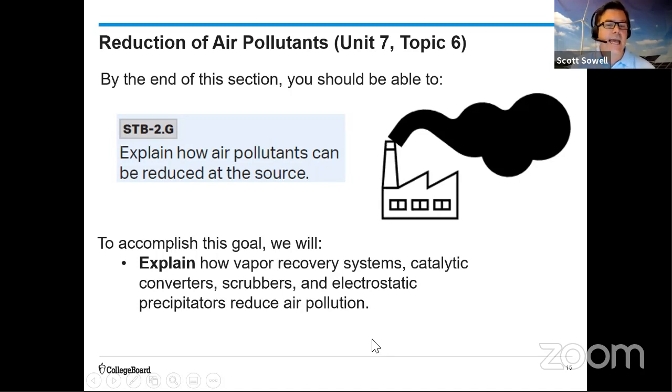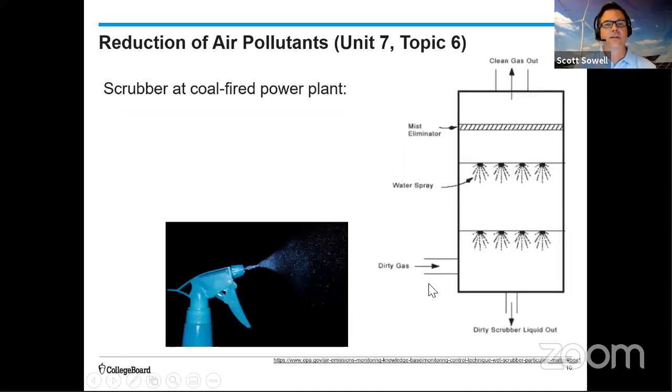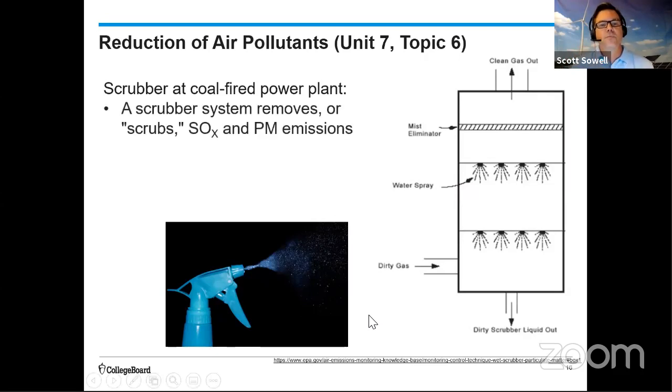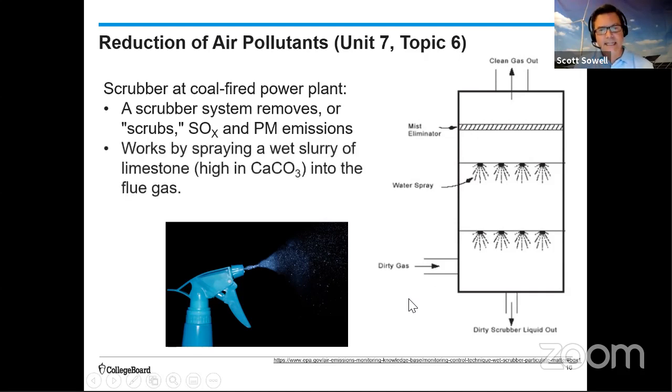But we're going to start by looking at two devices that are often used in coal-fired power plants, which are scrubbers and electrostatic precipitators. So let's start with the scrubber. When you think of a scrubber, you should think of a little spray mist bottle like the one in the picture here. So a scrubber system removes or scrubs the SOx and some particulate matter emissions from the gas from a coal-fired power plant and other factories as well. And how does it do it? It sprays this wet slurry of limestone, which is high in calcium carbonate, into that gas, and it causes the sulfur to kind of be collected and drop out to the bottom.